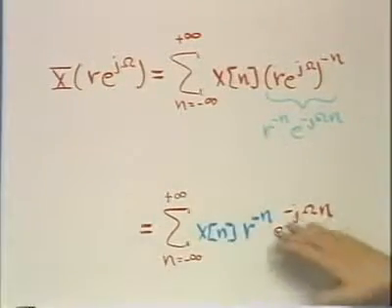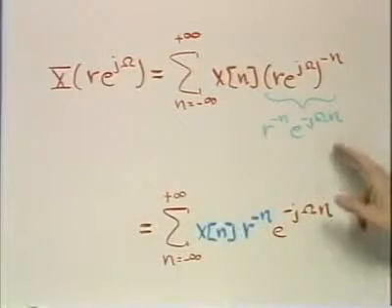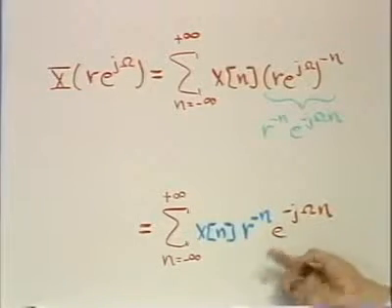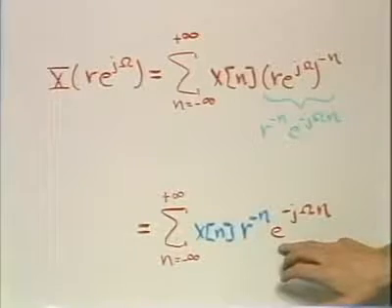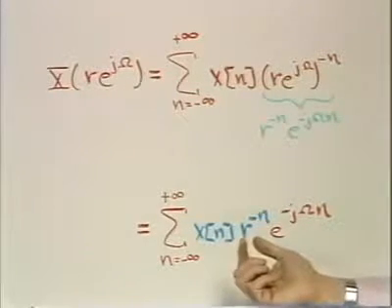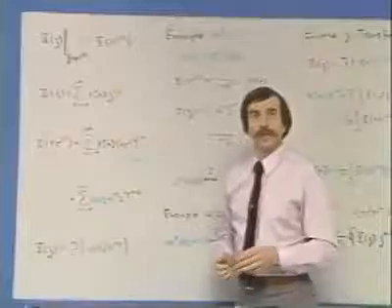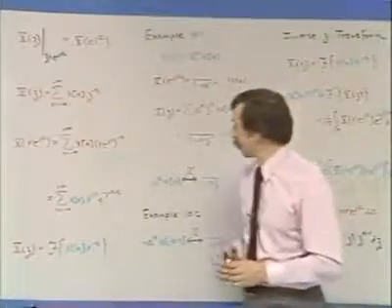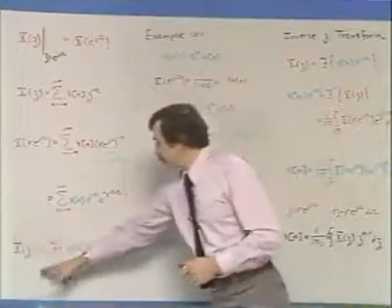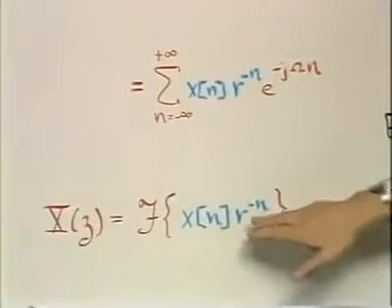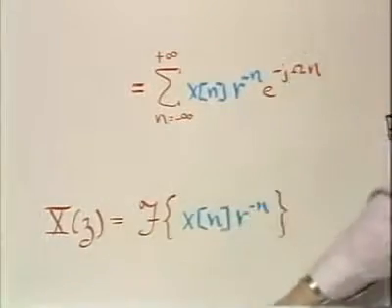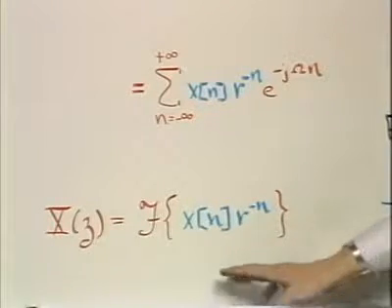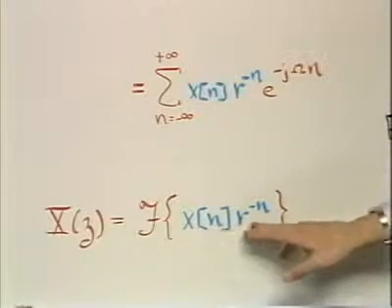Well, what this says is that the z transform, at z equal to r e to the j omega, is in fact the Fourier transform of what? It's the Fourier transform of x of n multiplied by r to the minus n. So that is the expression that we have here. And in continuous time, we had the Laplace transform as the Fourier transform of x of t e to the minus sigma t. Here we have the Fourier transform of x of n r to the minus n.